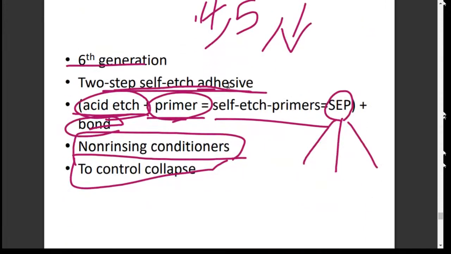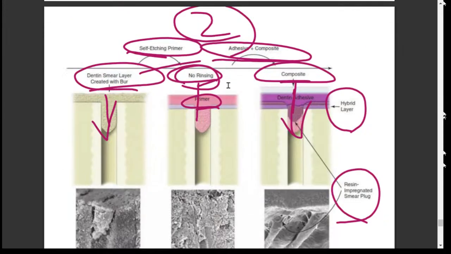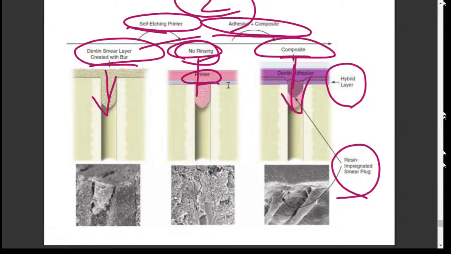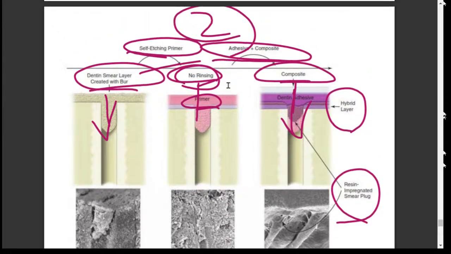The sixth generation is only 2 steps, compared with the fourth generation, which is a 3-step adhesive. This generation includes the self-etching primers, primers that etch under non-rinsing conditions to control collapse. The self-etching primer here, then the adhesive plus composite addition.